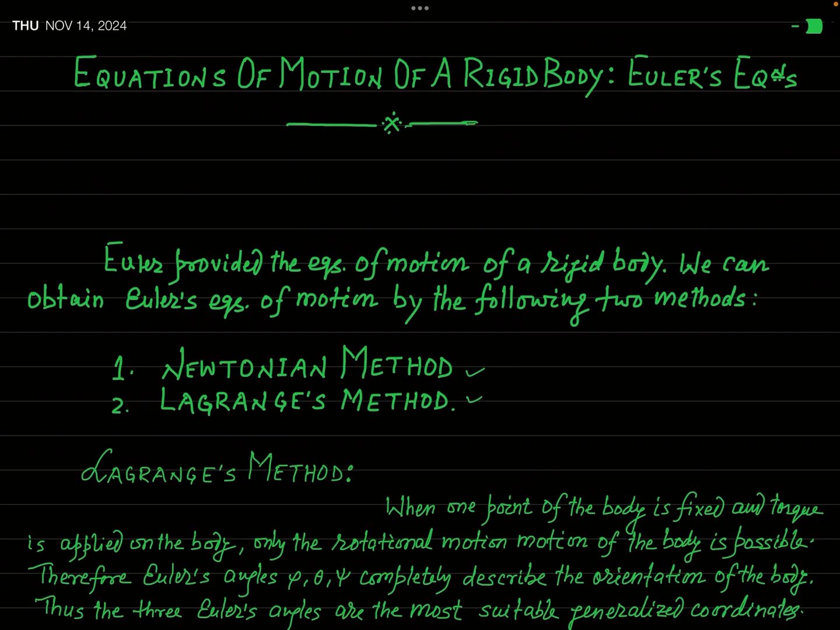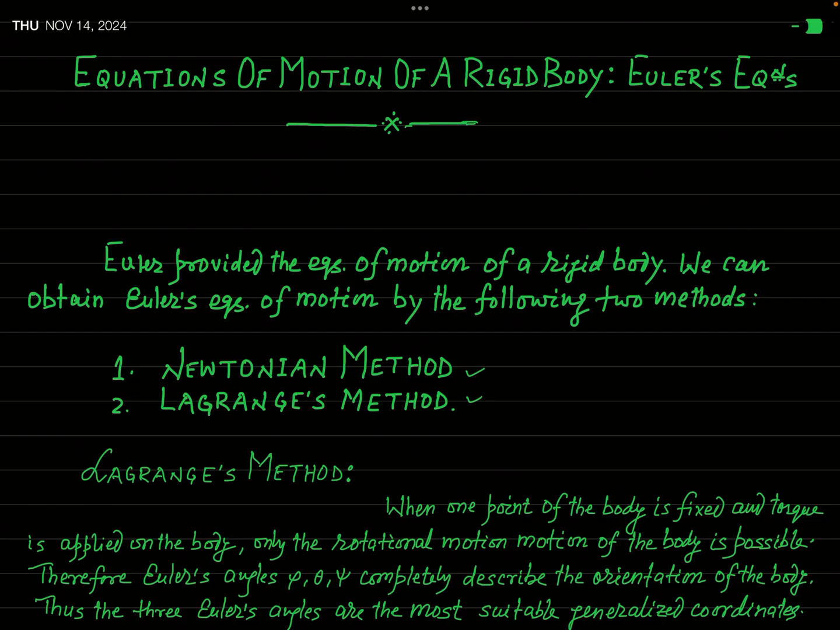So as we have already discussed the Newtonian method to obtain Euler's equations, today we will see how we can derive Euler's equations of motion for a rigid body by the Lagrange method, or you can say by the Lagrangian formulation of mechanics.